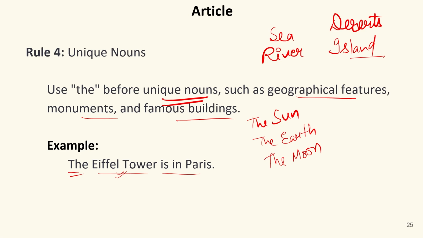Then we have some countries that are in a structure of islands. For example, the West Indies, the Netherlands. This is the reason we use the before Netherlands, because Netherlands is actually the structure of an island.